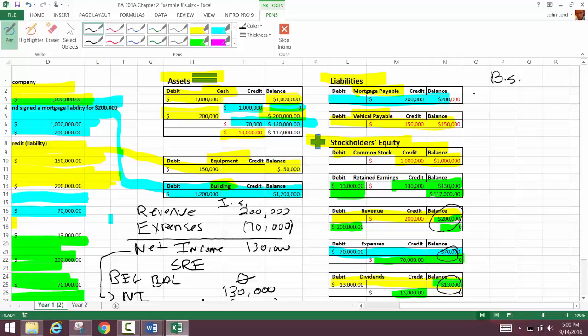And I'm just going to pick up my balance sheet accounts. Is cash a balance sheet account? So I have my cash. My cash at the end of the year was 130, and then I paid the dividend of 13,000, right? So it's 117.